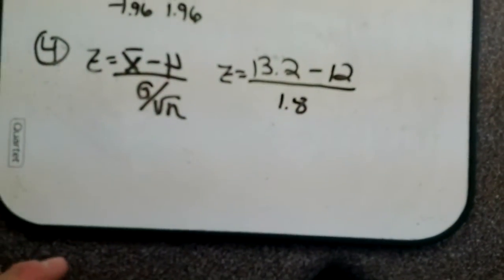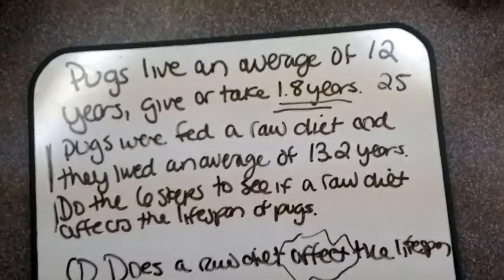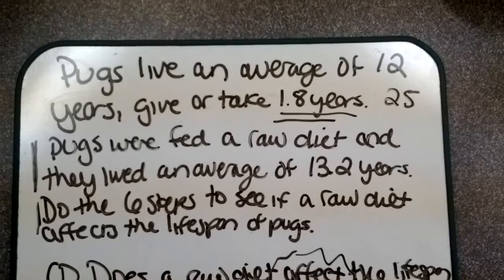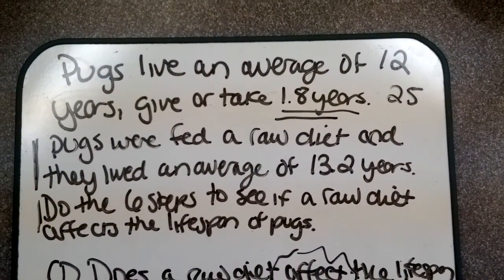1.8 is my sigma. Now I have to find my sample size. Remember, we saw that up here as being the 25 pugs who were fed the special diet. So here, n, my sample size, is 25.